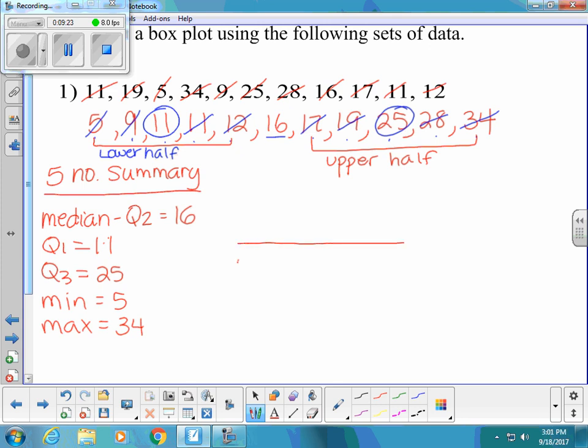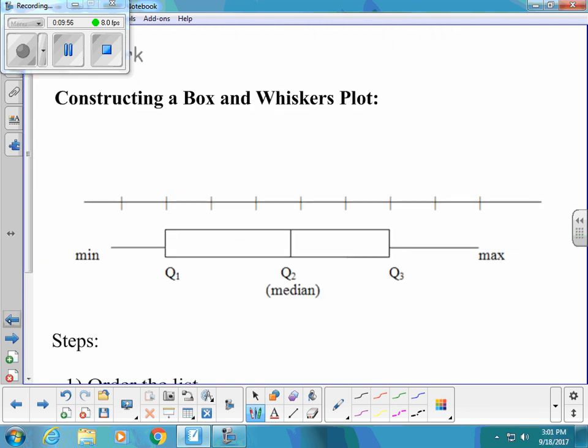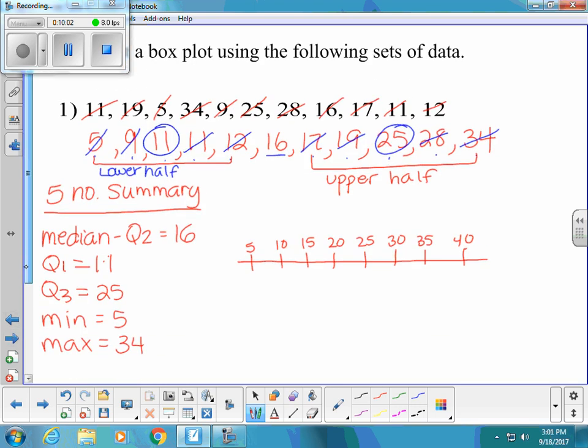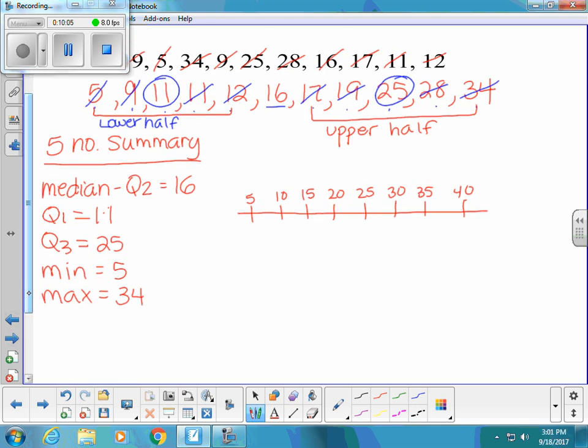So you're going to make a number line. And the number line has to go from 5 to 34. I'm going to count by 5s. So 5, 10, 15, 20, 25, 30, 35, 40. Don't really have to go to 40, but 35 is good enough, really. Now, in this example here, the box plot is below the number line. It can be below it, it can be above it, that's totally up to you.